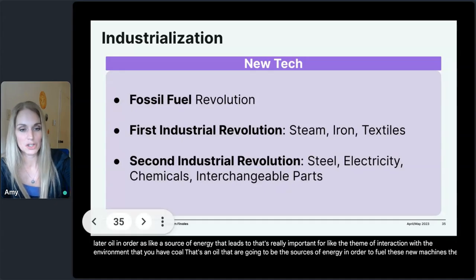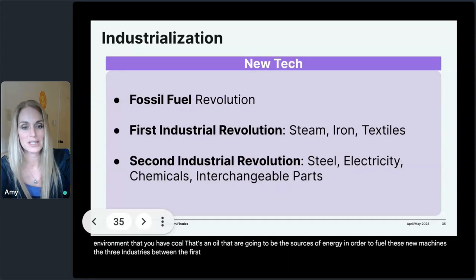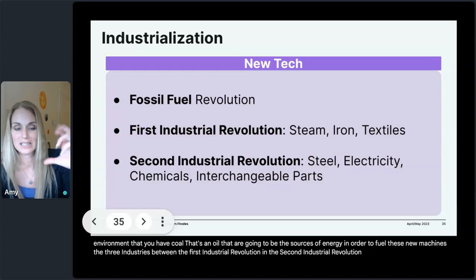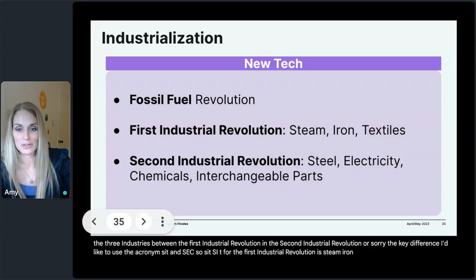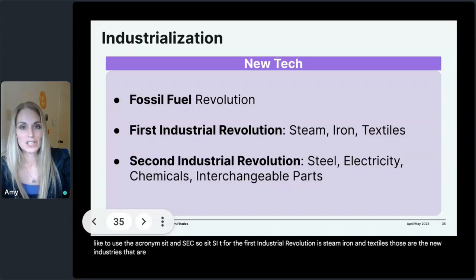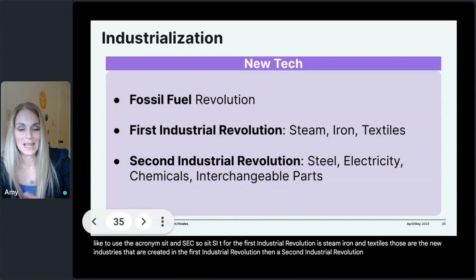The key difference between the first industrial revolution and the second industrial revolution, I like to use the acronym SIT and SEC. So SIT, S-I-T, for the first industrial revolution is steam, iron, and textiles. Those are the new industries that are created in the first industrial revolution. And then the second industrial revolution is SEC, S-E-C, which is steel, electricity, and chemicals.